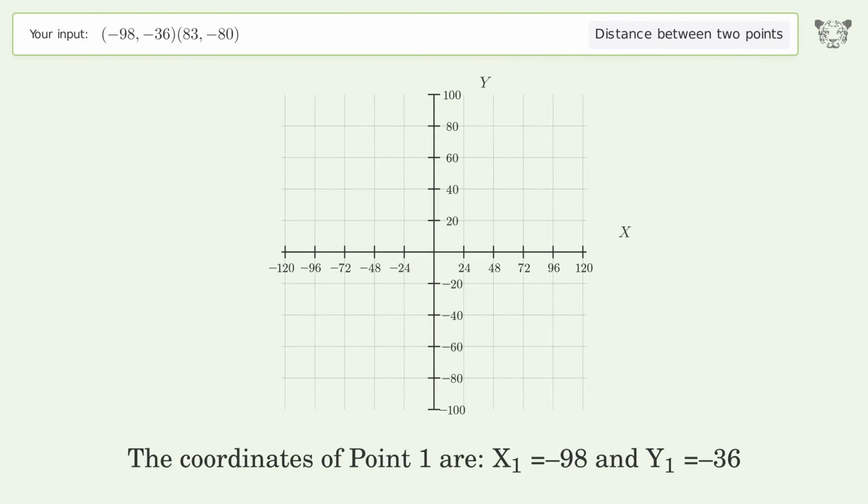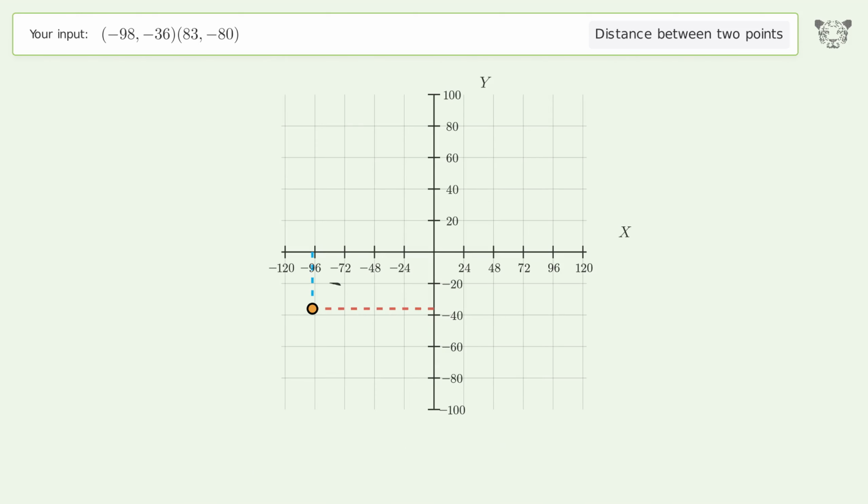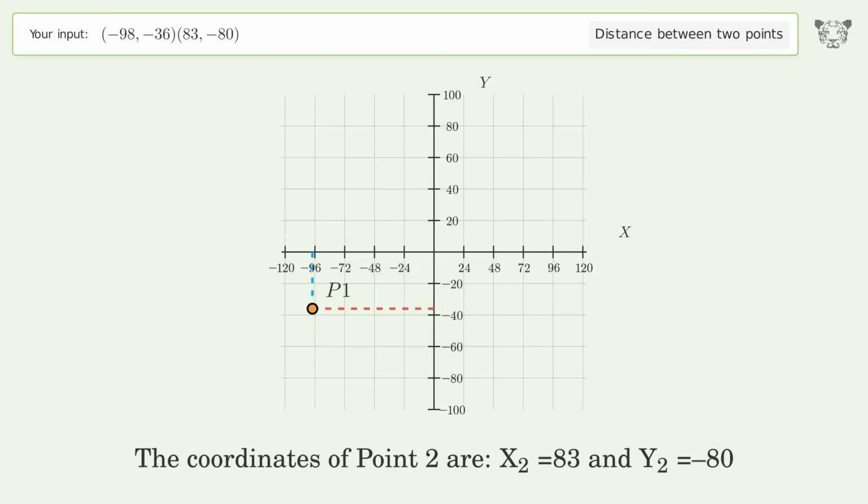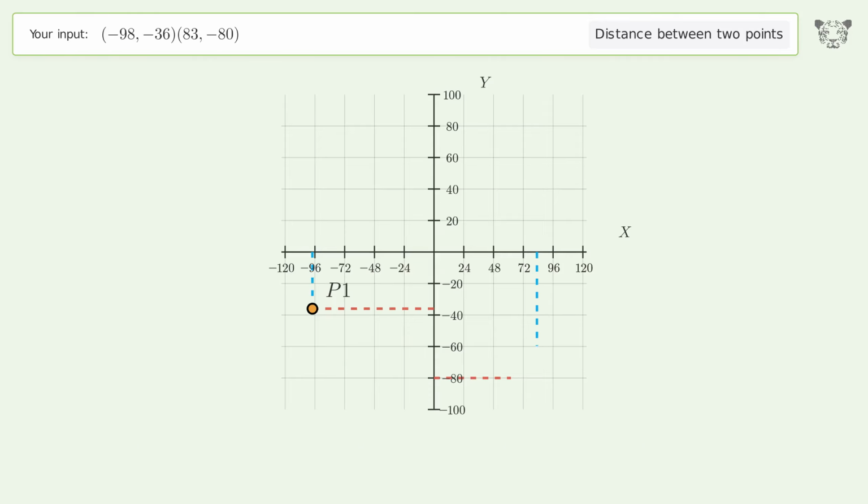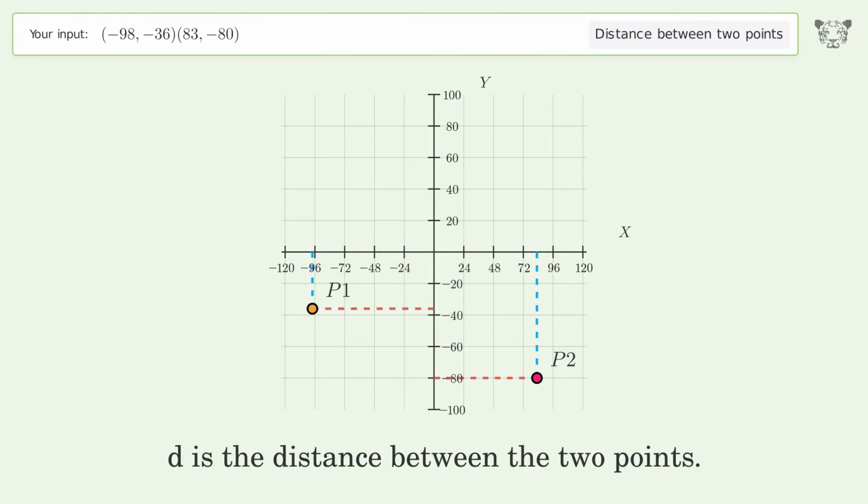The coordinates of point 1 are x1 equals -98 and y1 equals -36. The coordinates of point 2 are x2 equals 83 and y2 equals -80. D is the distance between the 2 points.